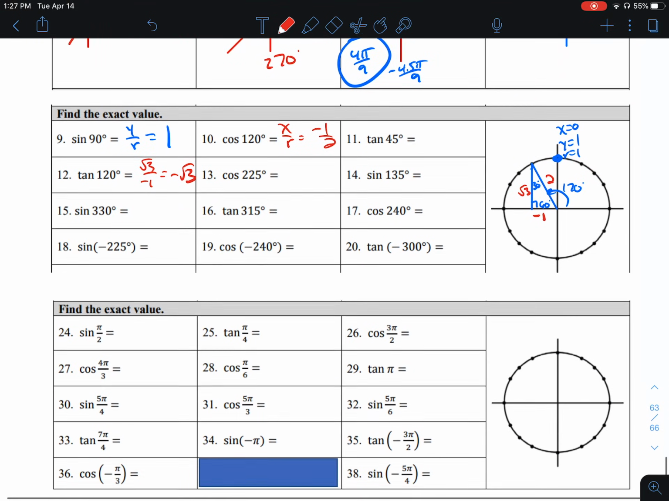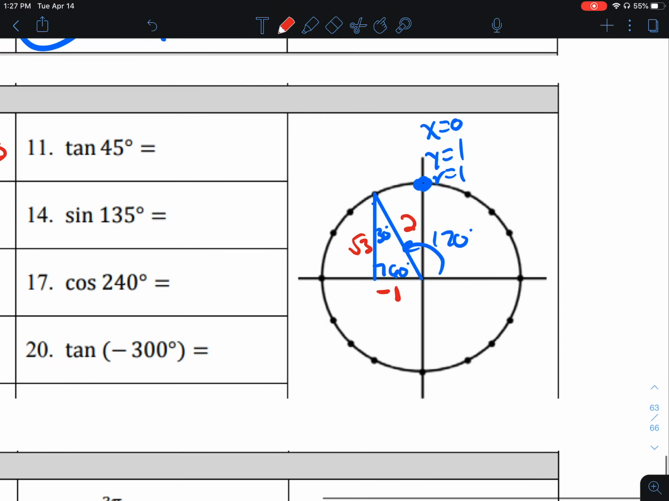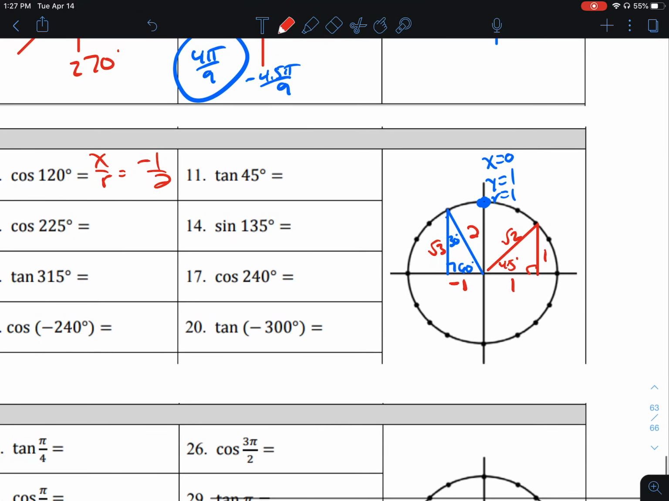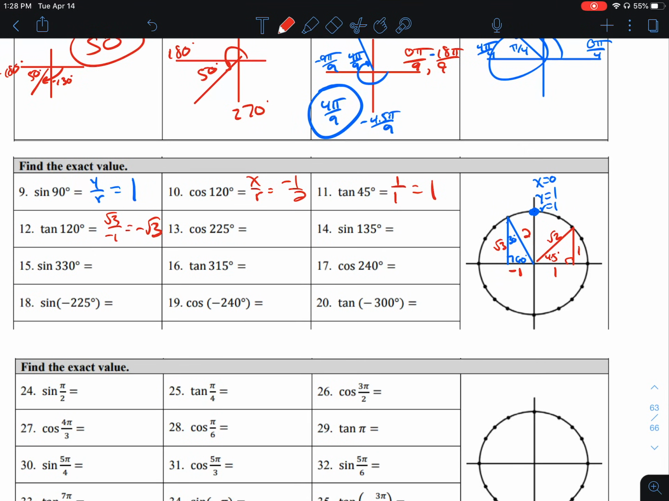Any other 120s? No. Let's go to 45 degrees. 45 degrees is going to fall into quadrant 1. 45, 45, 90. Let's make the short legs both 1. That's going to make the hypotenuse square root of 2. Tangent is y over x. That's going to be 1 over 1, which is 1. Any other 45s in here? There is not.